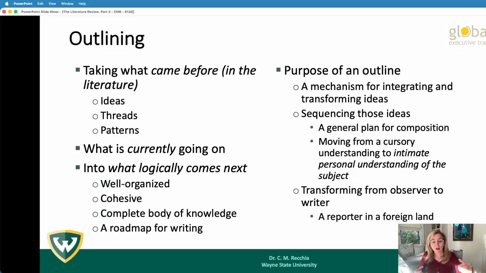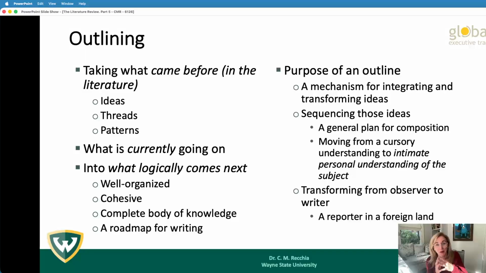We're taking on what came before in the literature. So we're looking historically at everything there is to say about our topic, different ideas and threads and patterns that we see in the literature. We then proceed to what is currently going on, more up to date, because we want to understand how the subject has changed over time, if anything has changed over time. In my case, because I was writing about technology, of course things change dramatically over time.